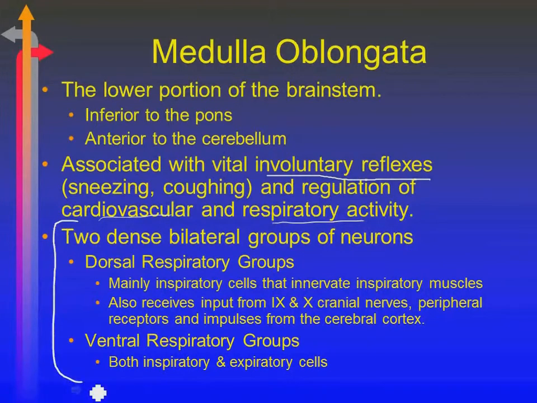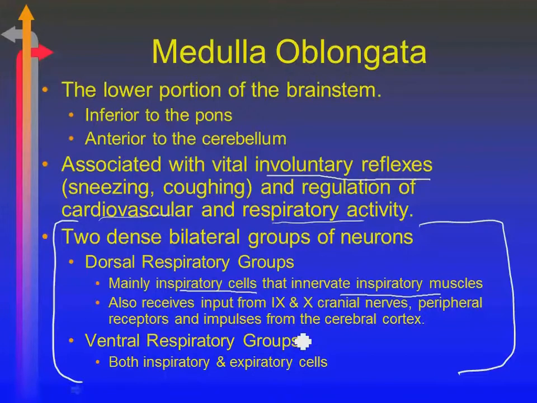What they probably didn't talk about during A&P was that it was made up of a couple of different types of neurons, some of which are dorsal, some of which are ventral, front and back. The dorsal respiratory group is primarily involved with innervating the inspiratory muscles. So there are some inspiratory cells there, and when these cells emit an electrical impulse, it goes down and triggers the diaphragm and the respiratory muscles to begin contraction and inspiration to start.